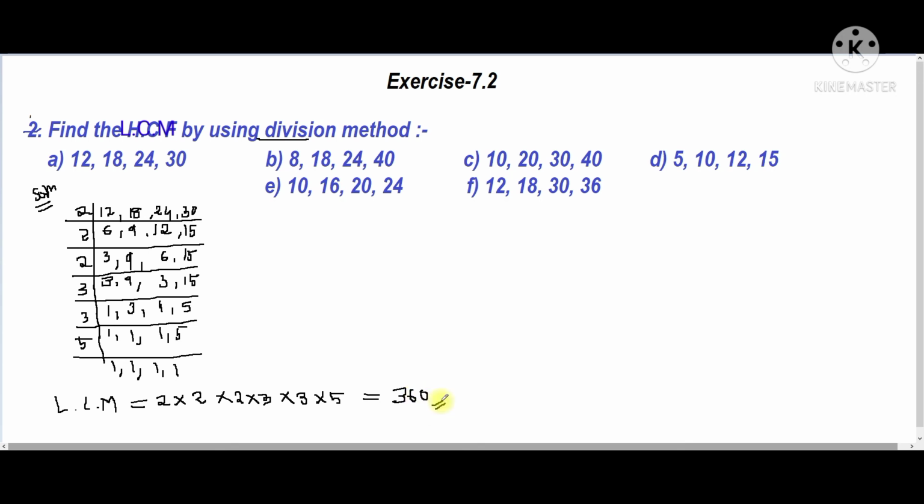Okay, so I have done it here, you see, and the rest of the questions B, E, C, F, D, do by yourself. Okay, if you have any confusion, then you can ask me. Okay, thank you.